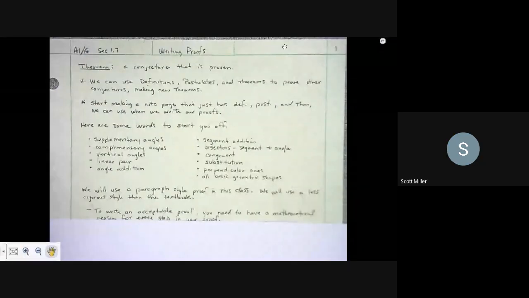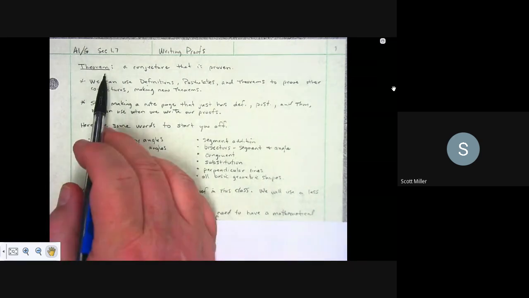Today we're going to look at section 1.7, and this one is about writing proofs. In writing a proof, we're going to be using definitions, postulates, and theorems. We kind of talked about what definitions and postulates were, but what is an actual theorem? We've mentioned it before, like the Pythagorean theorem.